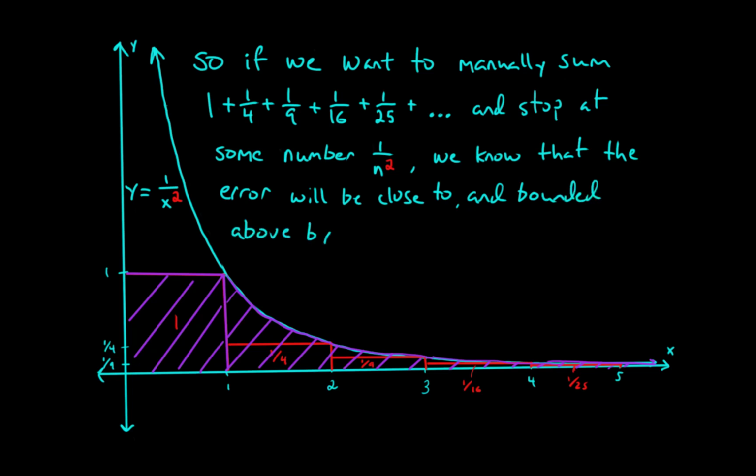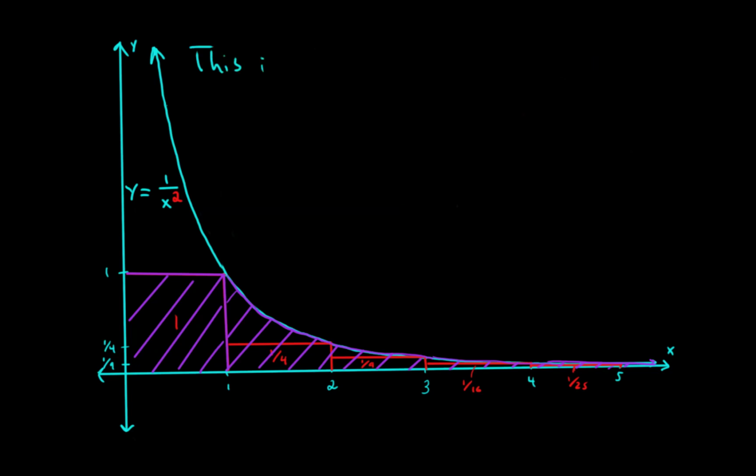If we were to keep summing zeta of 2 manually past n, whatever that sum would equal would have to be less than the integral from n to infinity of 1 over x squared dx. And that integral actually equals 1 over n. Well, that's actually really bad news for us, because an error that's close to and bounded by 1 over n shows that we actually have very slow convergence for this sum.